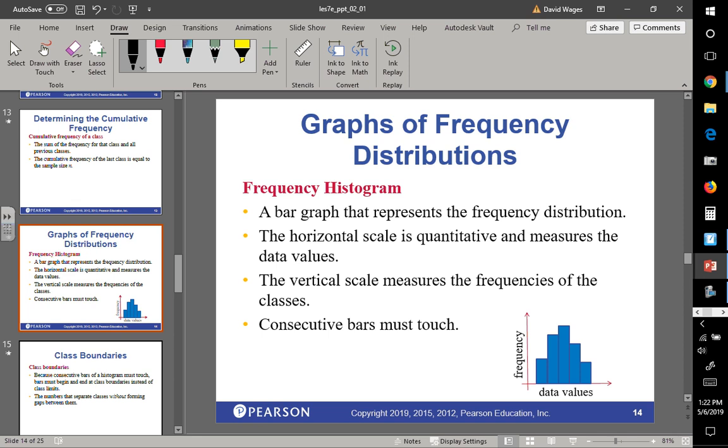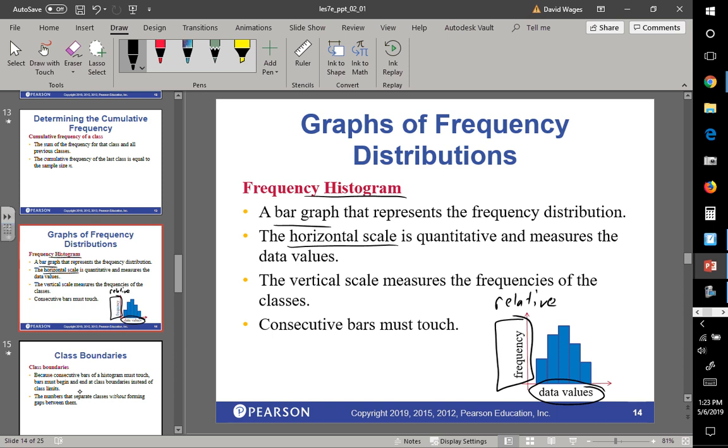So now that we have actually made some frequency distributions, let's look at making some graphs. The most common graph for a frequency distribution is a histogram. A histogram is just a bar graph where the horizontal scale tells our data values. The vertical scale tells frequency. Now that could be actual frequency, or it could be relative frequency.